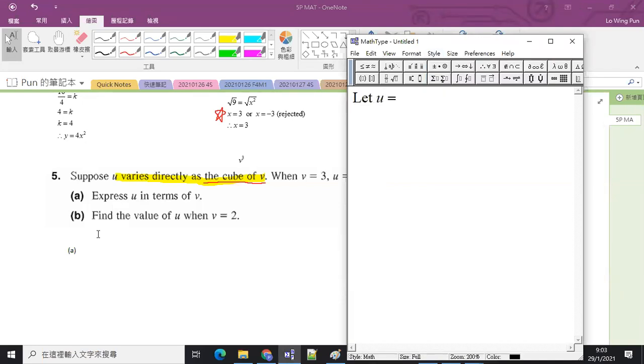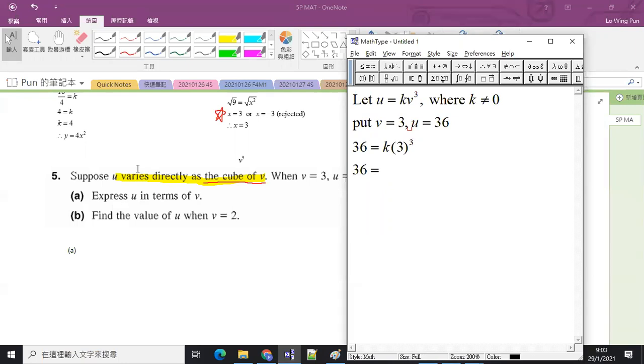So let u equals k times v cube. Can you see this? And then where k is not equal to 0. Okay, so when you have the first line, then you can put the given numbers into your equation. Put v equals 3 and u equals 36.